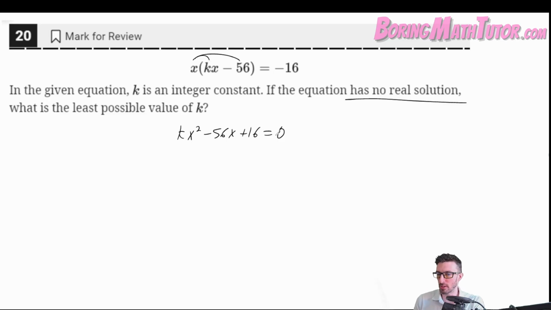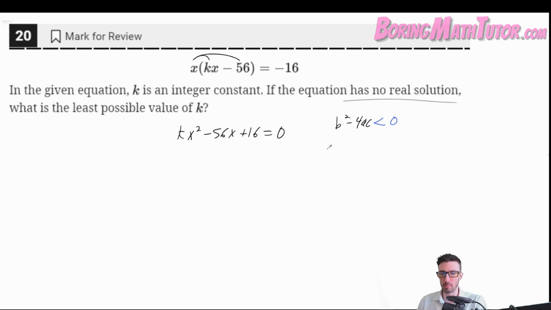And I want that 0 on the other side because I've gotten x squared over here. Now, at this point, they said that it has no real solution. Well, that reminds me of the discriminant. The discriminant is the b squared minus 4ac. If you want it to have no solution, you want that b squared minus 4ac to be less than 0.